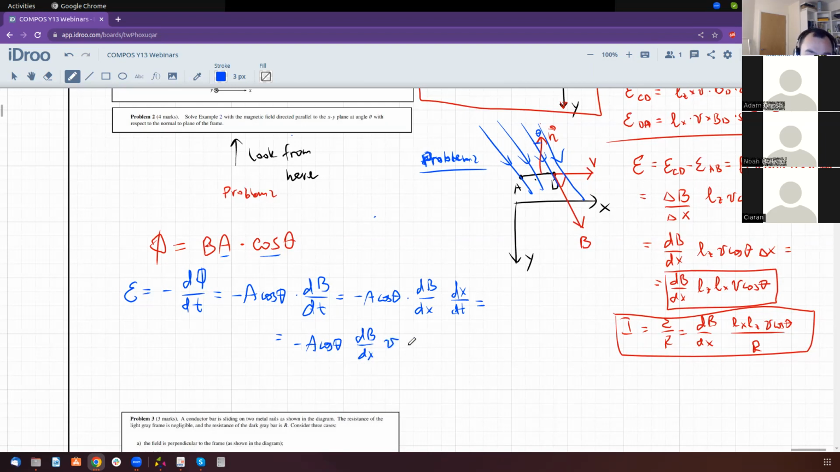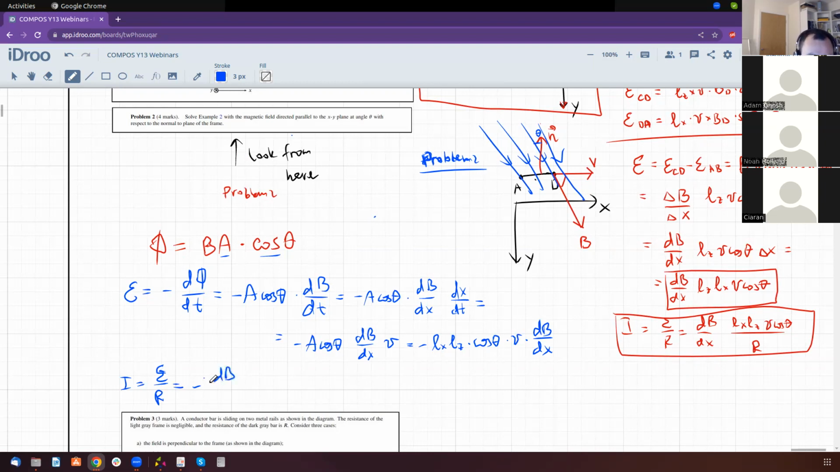And we remember that A, the area, is Lx times Lz, multiplied by cos theta, multiplied by V, multiplied by dB dx. And finally, the current is the EMF divided by the resistance. And that's the same answer.